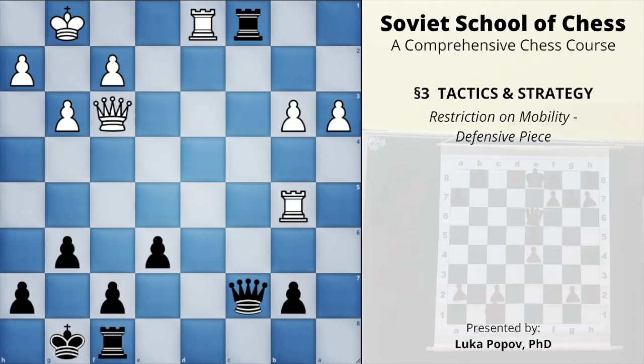Now here the piece which is limited by being a defensive piece is a queen. The queen is defending the rook. If the queen would move around, then this rook would fall, and it will fall also with a check. So this is the piece with limited mobility.